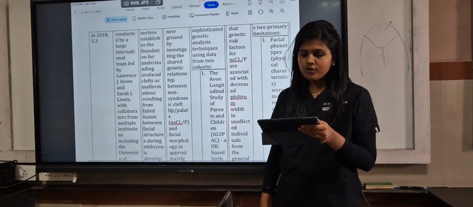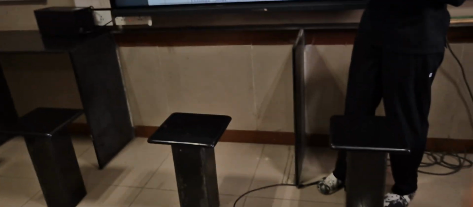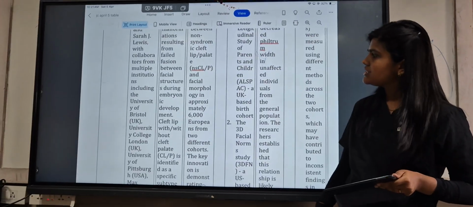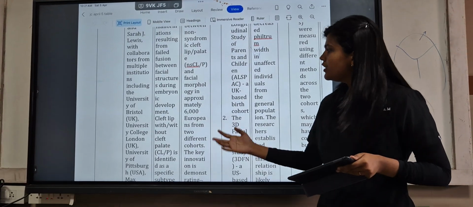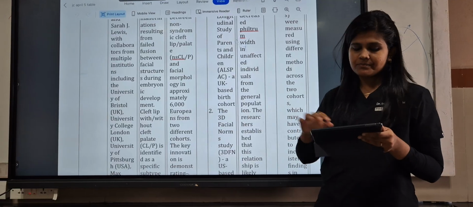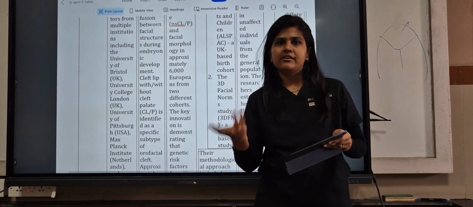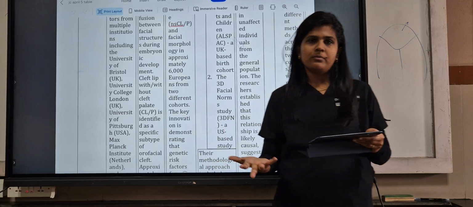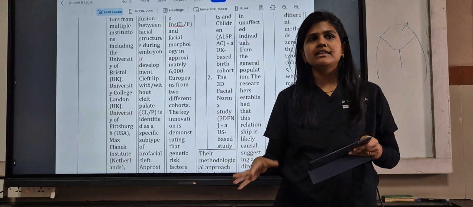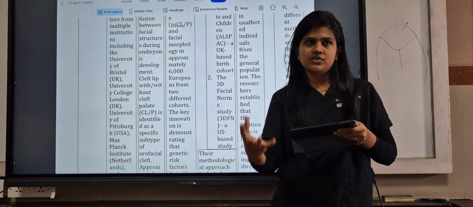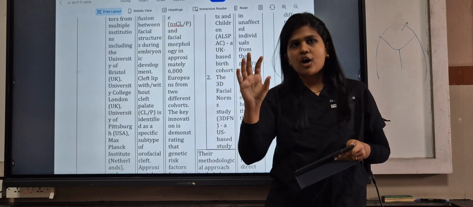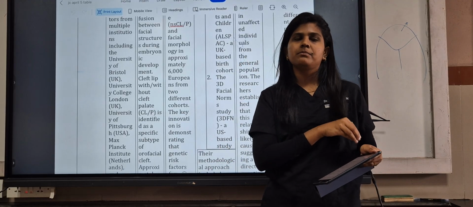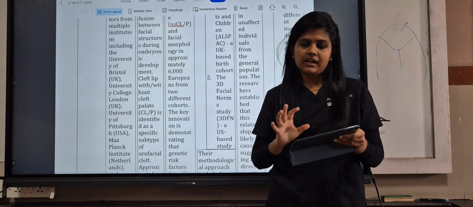Orofacial clefts are malformations resulting from the failed fusion between the facial structures during embryonic development. In a non-syndromic cleft lip patient, the cleft lip happens without any other developmental abnormality. What they wanted to find is whether there is any genetic association between the genes involved in normal facial development and non-syndromic cleft lip and cleft palate patients. So it is a very simple study.